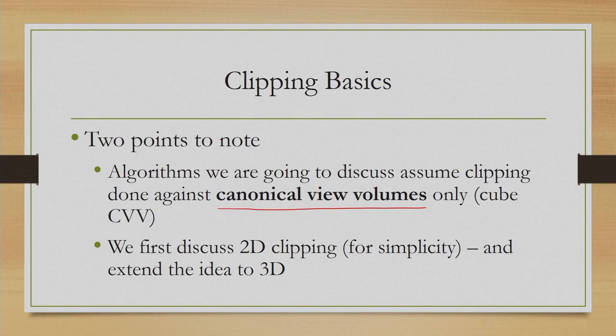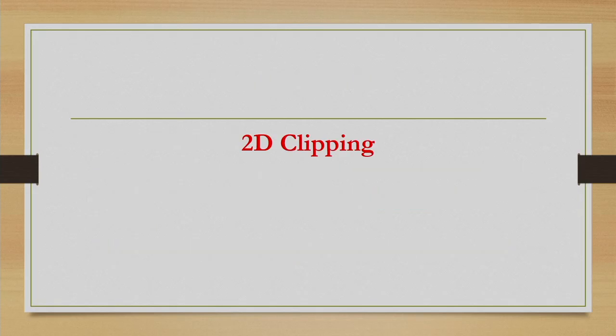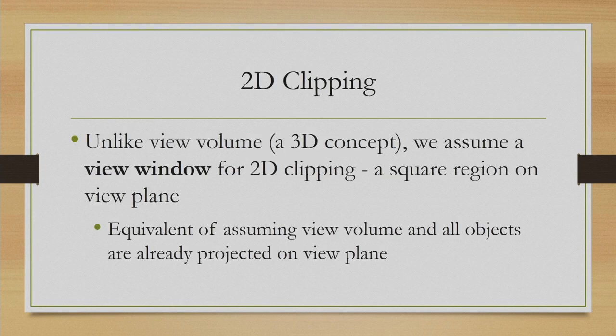Secondly, we will first discuss 2D clipping algorithms. For simplicity, it will be easier to understand clipping when we are dealing with 2D objects, and then we will extend our discussion to 3D clipping. So, let us see what are the algorithms that we can use to perform 2D clipping. Since we are discussing 2D clipping, we have to restrict ourselves to 2D concepts. The view volume that we mentioned earlier is a 3D concept, but that is not relevant in 2D.